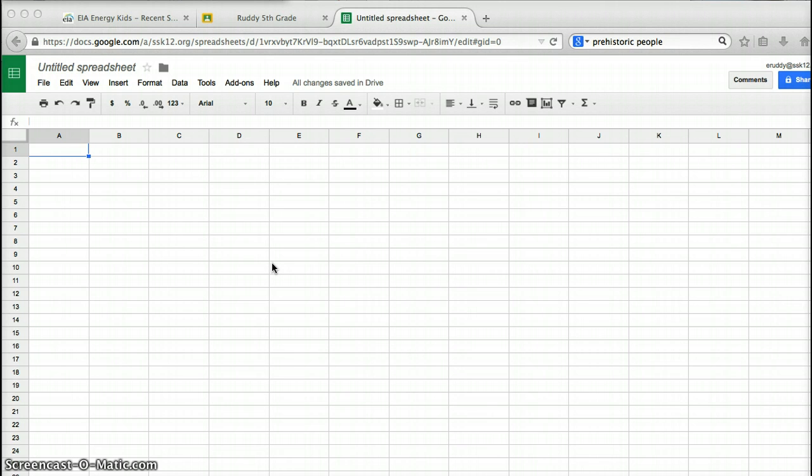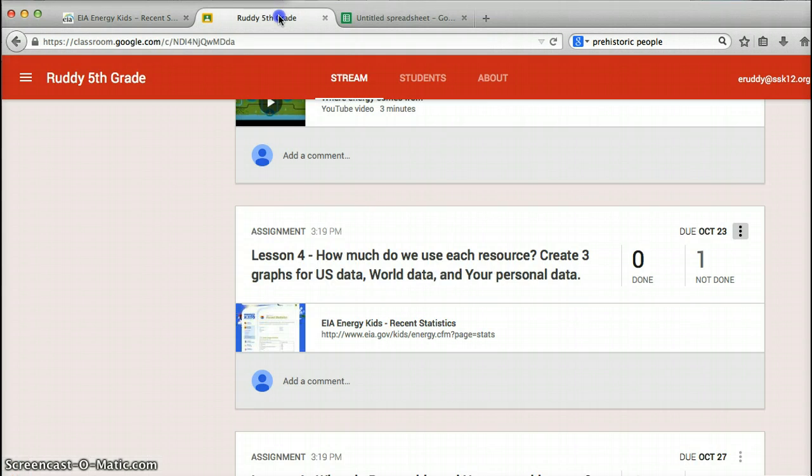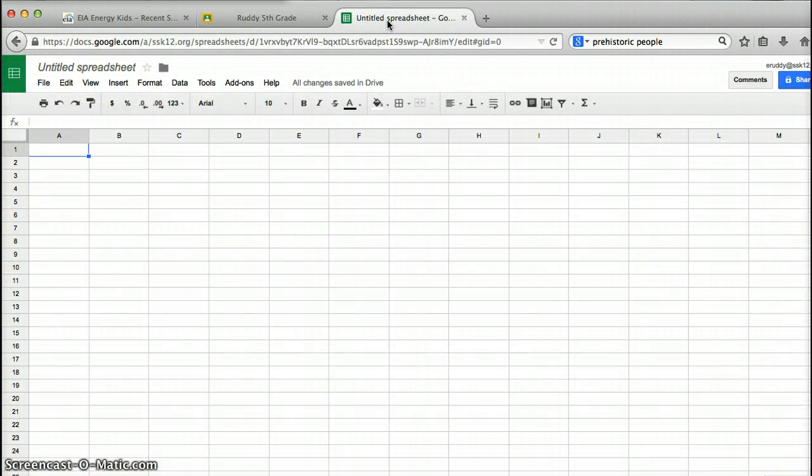So the first thing you need to do is open the untitled spreadsheet. I'll have that prepared for you. It's part of your assignment in our classroom. You need to click on it and it'll bring you to a page that looks like this. When we're creating this, we're going to pay attention to what we put in column A and what we put in column B. That's very important because the program will only make the graph a certain way.